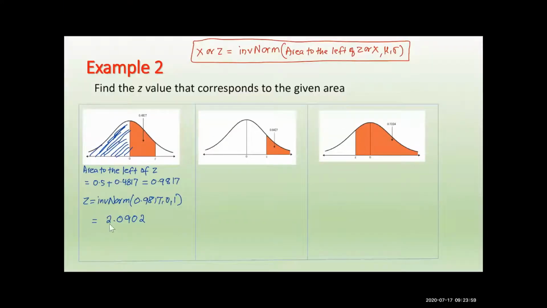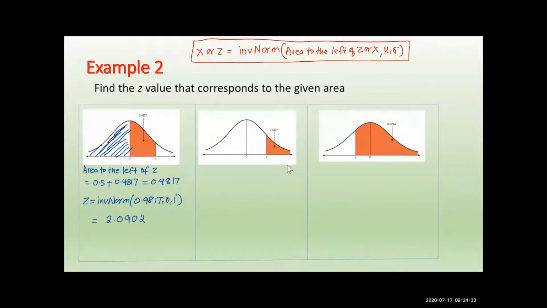So here we got z equal to 2.0902. That makes sense because this is 0, so this must be greater than 0. Maybe somewhere here is 1, so this is a little bit more than 2. So it is 2.0902.